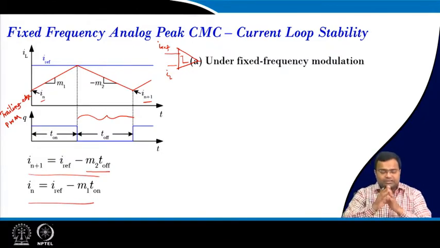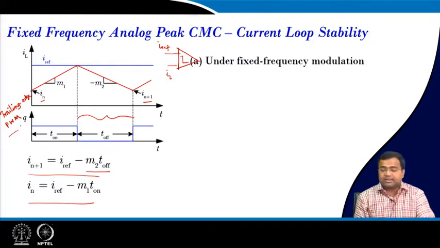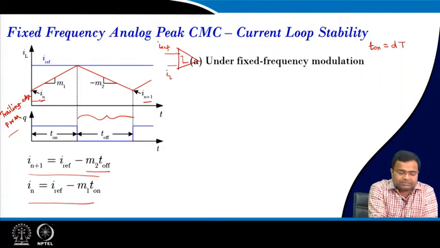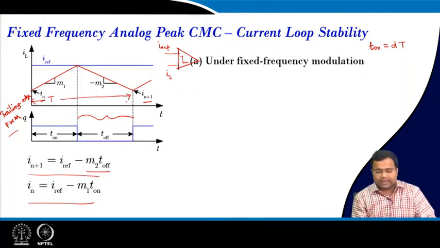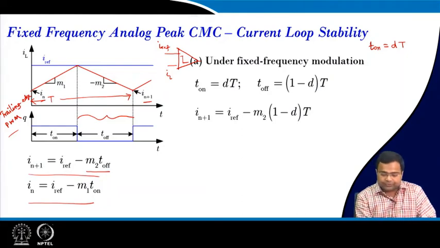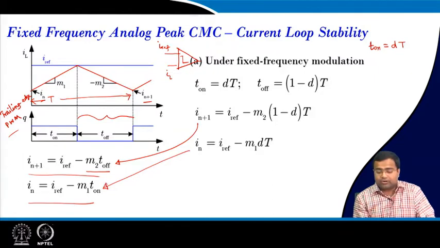Under fixed frequency modulation, that means if you are talking about the trailing edge PWM, then we generally keep the on time to be duty ratio into time period. So, under trailing edge fixed frequency, we take the time period constant. And then we will replace T on equal to dT, then T off is 1 minus d into T, and then let us substitute. First we substitute in this equation and we get this equation. Then the next equation again we substitute, where T on equal to dT.